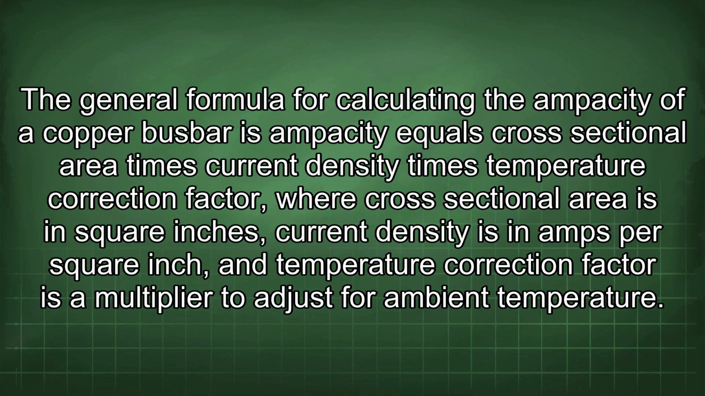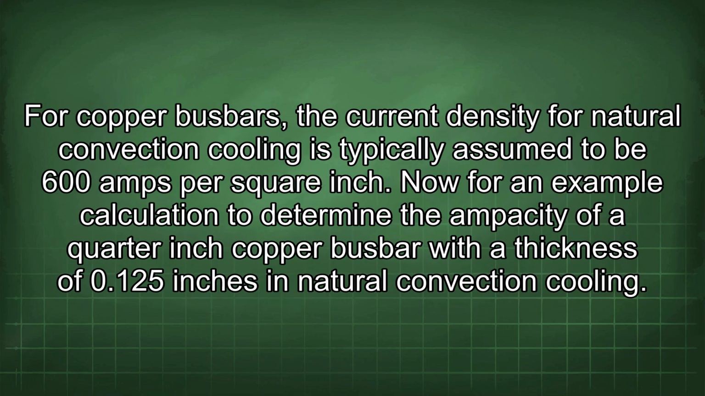The general formula for calculating the ampacity of a copper busbar is: ampacity equals cross-sectional area times current density times temperature correction factor, where cross-sectional area is in square inches, current density is in amps per square inch, and temperature correction factor is a multiplier to adjust for ambient temperature. For copper busbars, the current density for natural convection cooling is typically assumed to be 600 amps per square inch.